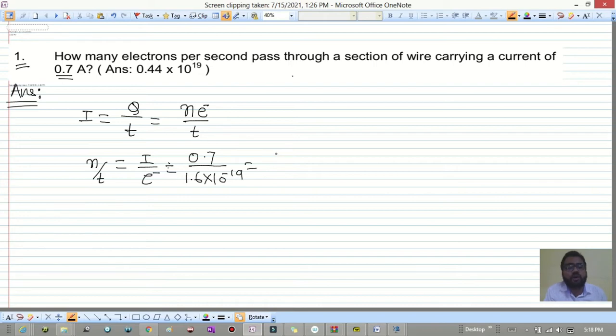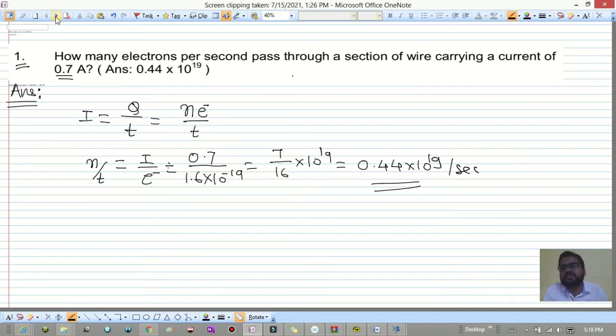If you just solve this, you will get 7 divided by 16 into 10 to the power 19, which is equal to 0.44 into 10 to the power 19 per second. So the number of electrons per second we have is 0.44 into 10 to the power 19 per second. I hope this is clear.